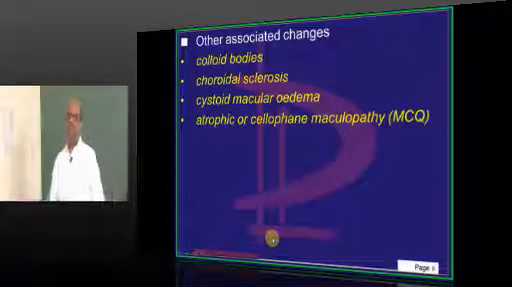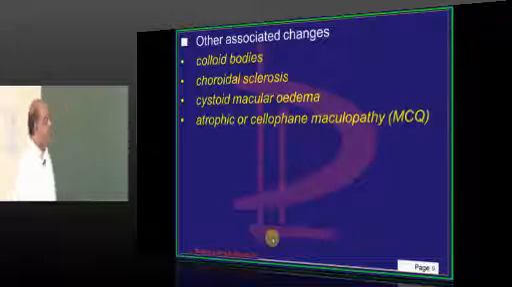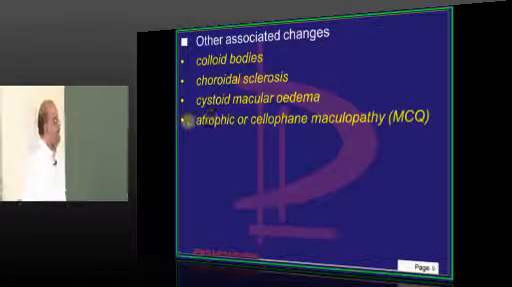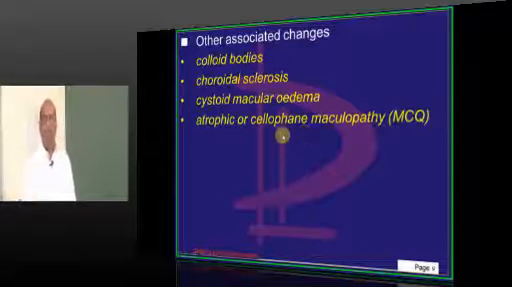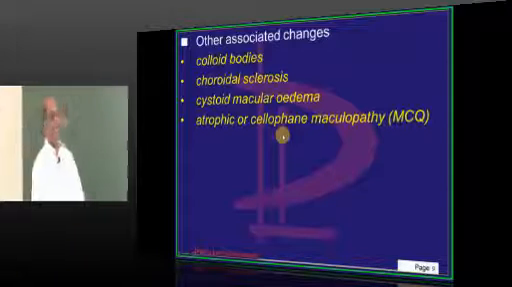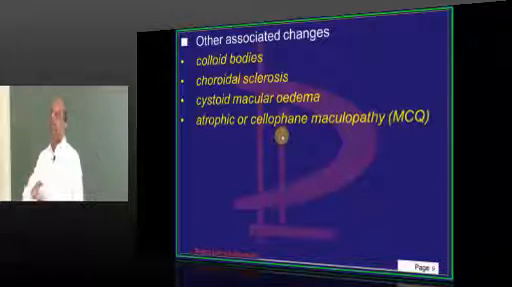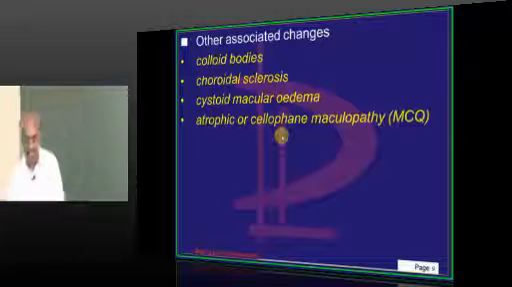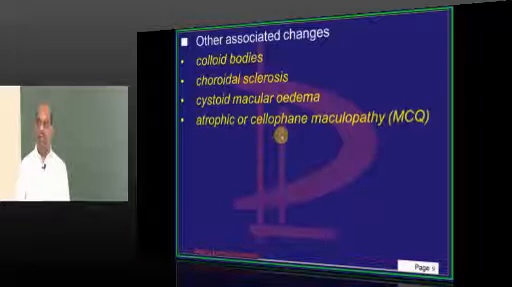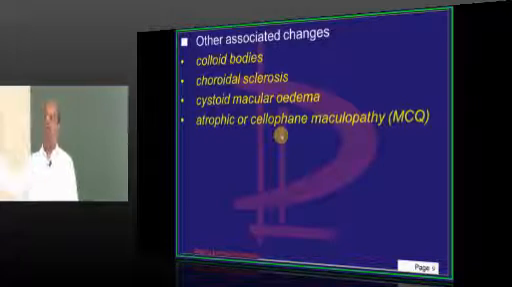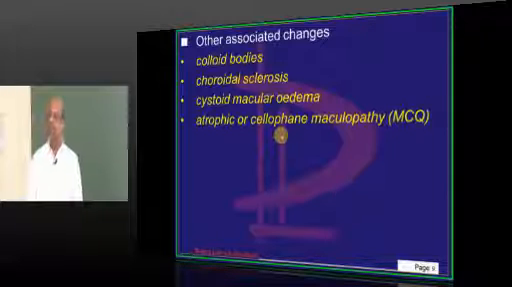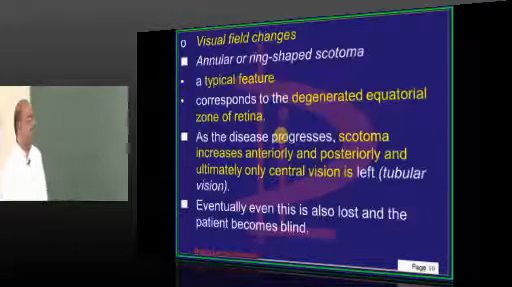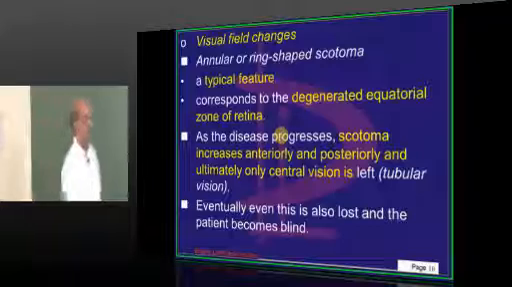Now what are the other associated features, doctor? There can be colloid bodies, choroidal sclerosis, cystoid macular edema, and one very peculiar type of maculopathy. Cellophane maculopathy it is called. Another favorite MCQ of the examiner. Where do you see cellophane maculopathy? You need to remember it is in the case of retinitis pigmentosa.